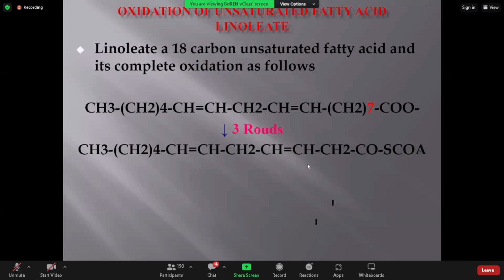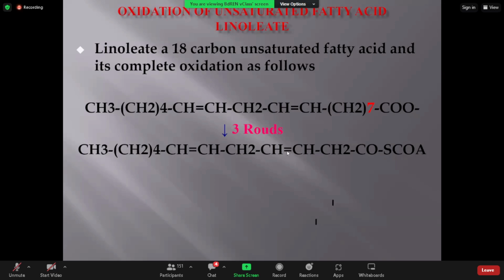So now it cannot be oxidized by the regular beta oxidation process over here because it contains a double bond position just before. So if you want to oxidize over here, this carbon should contain the acyl coenzyme A group, but it is incapable of containing this coenzyme A group. For this reason, you have to shift it from here to there.